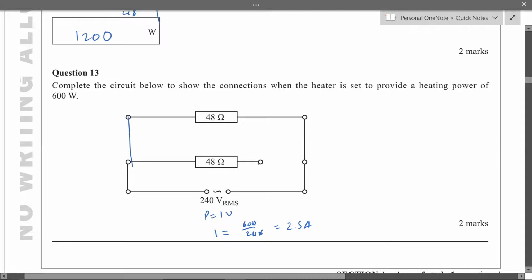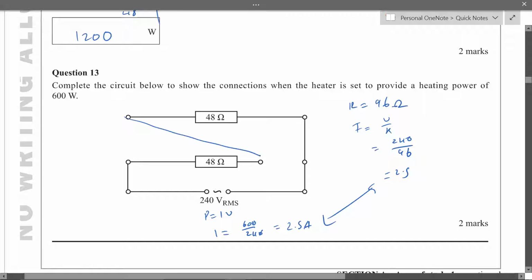Then you have to calculate how the circuit would be flowing. It could either be running in series or in parallel. The easiest one to check would be series. If it's series, the total resistance is just the addition, so it's 96. Then I equals V on R, so 240 on 96, and that is 2.5. Since they match, you have the current that you want, so you know it's going to be connected in series.